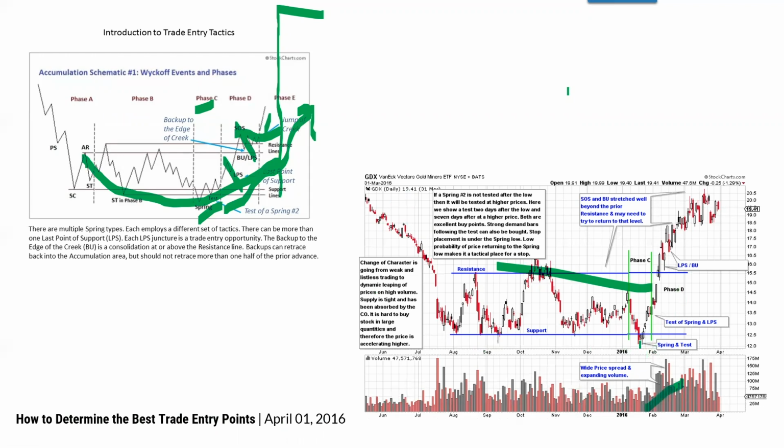So here we see the spring and a test right there, tranche 1. The backing up action here, the pause, is an LPS, very subtle, but after the LPS is a jump. That is another opportunity, two opportunities to put on a tranche. Then we jump up and out of the resistance area and we back up here. That's an LPS or a backup. That's another tranche opportunity. And then the breakout of this area becomes another one. Again, all of these are opportunities to buy on the way up.